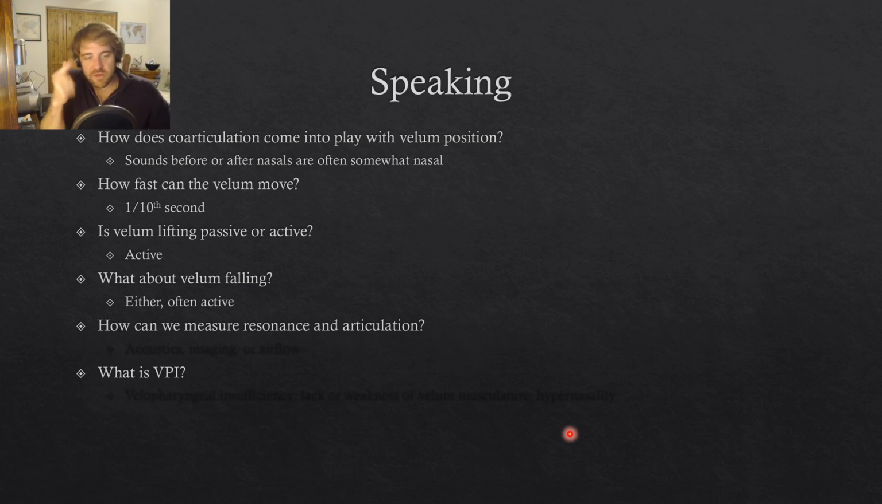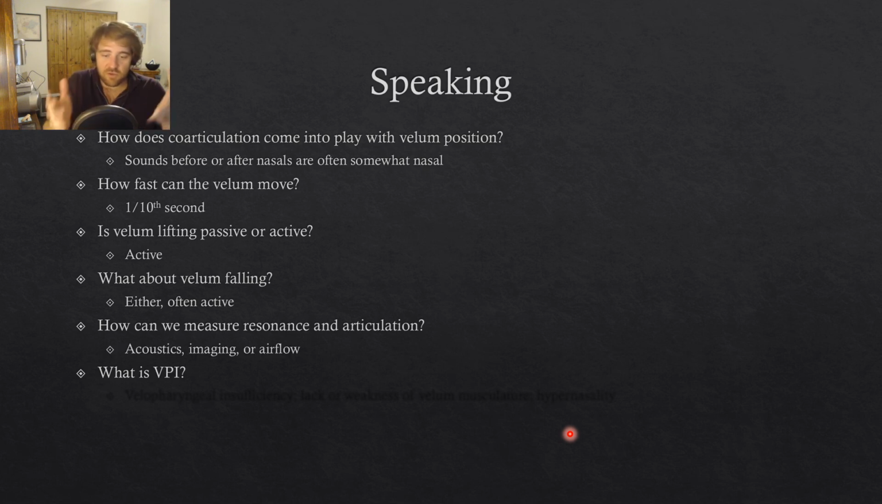How can we measure resonance and articulation? We have definitely covered one of these in this review already. Acoustics, just measuring the sound and then decomposing it. We can do it with imaging, fMRI imaging, CT scans, ultrasound, different things like that. We can also measure airflow to infer velum position based on how much air is coming through the nasal opening and how much is coming through the mouth. Not mouse. Mouth.